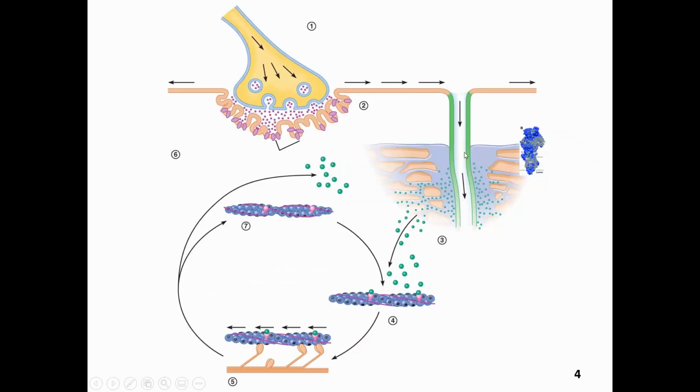Now, how this ties together with force production is that we see, once again, we start with the axon terminal, and that axon terminal, once an action potential has propagated to this point, will cause that release of neurotransmitter through primary and secondary synaptic clefts.